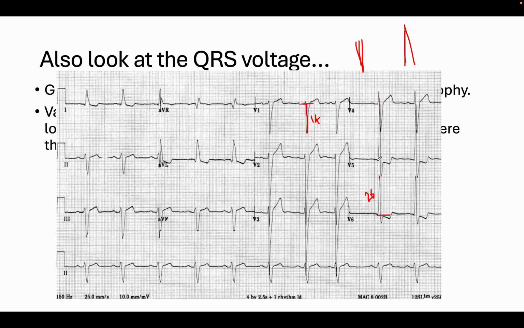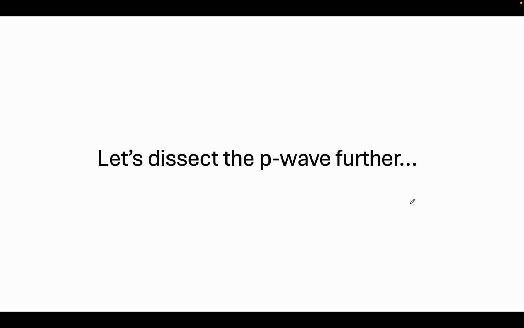But you can already see that this is a huge R wave here, so you can visually work out that's a left ventricular hypertrophy. And left ventricular hypertrophy in this case has actually created some form of left bundle branch block pattern as well. So you could say in this ECG that you see a sinus rhythm with a left bundle branch block with findings suggestive of a LV hypertrophy in this case. So let's dissect the P wave further.